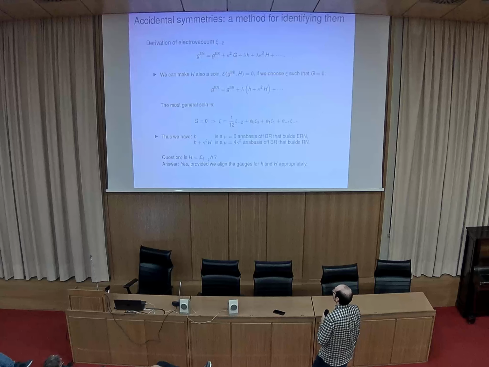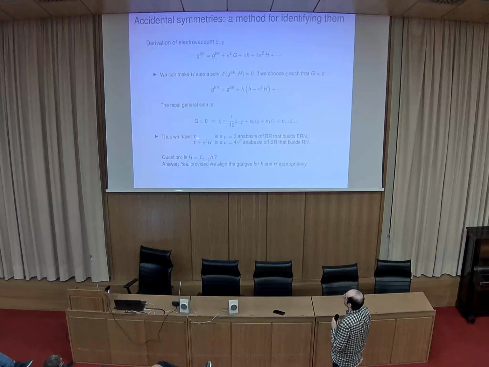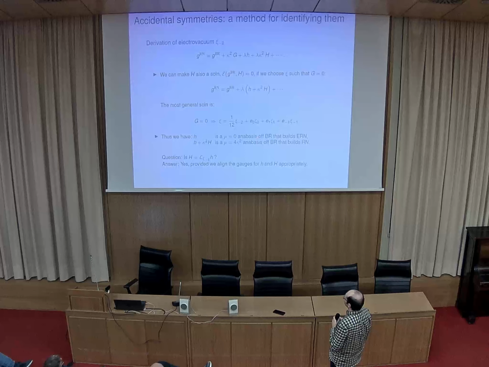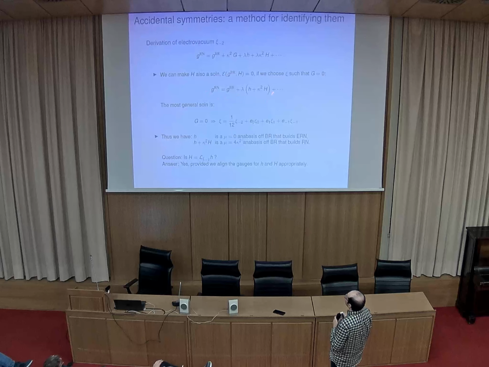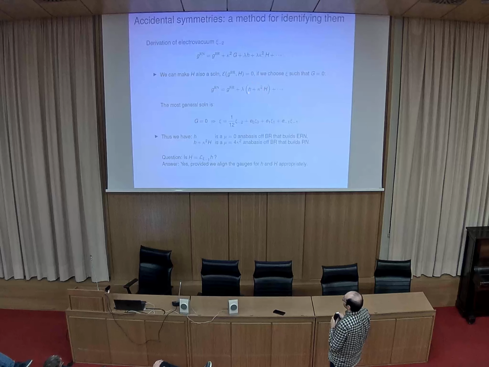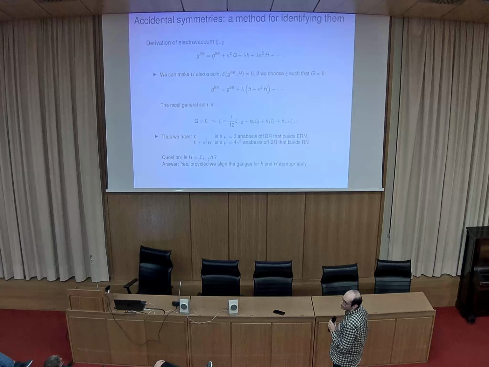All right, so let's recap real quick. What do we have? Initially, we have little h, which is a mu equal to 0 anabasis of Bertotti-Robinson into extreme Reissner-Nordström. Now, looking at this line, we have h plus kappa squared big H, a mu positive anabasis, because it's going to build out of Bertotti-Robinson a finite temperature Reissner-Nordström black hole.